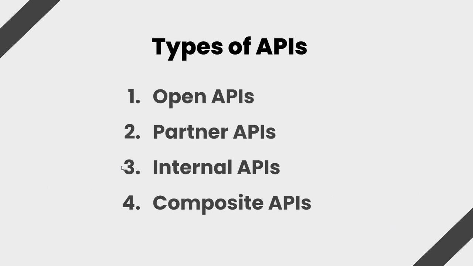So next we have the types of APIs. The APIs are of different types. First we have the open APIs. Next we have the partner APIs, which is followed by the internal APIs, and lastly we have the composite APIs. So we'll be getting to see what these APIs actually are.